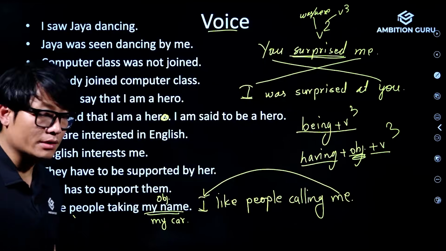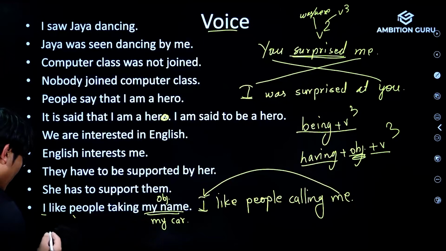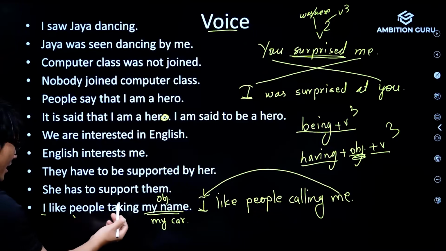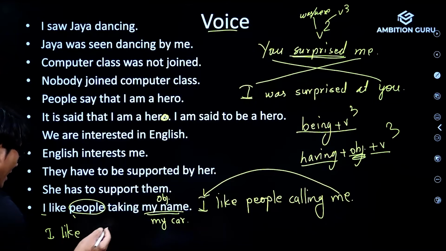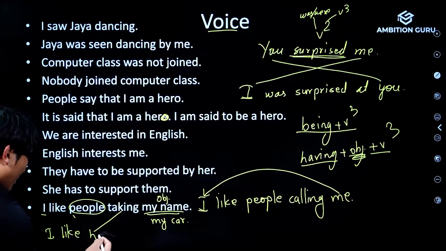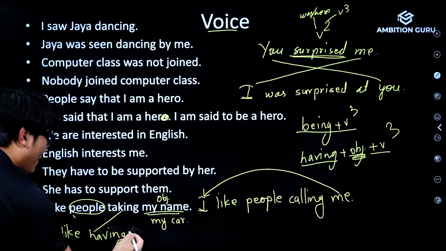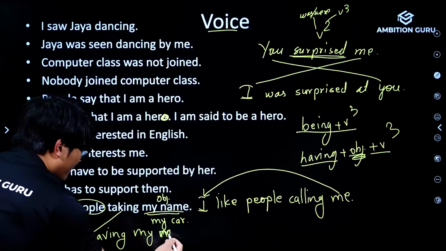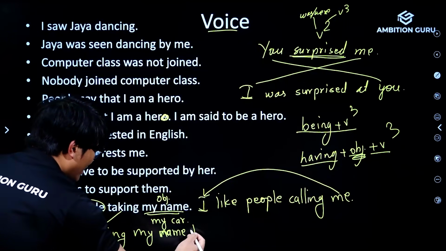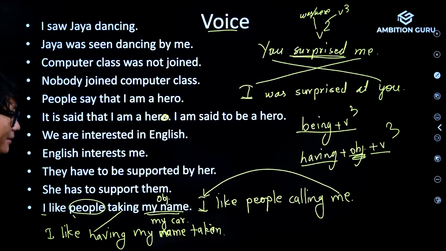Okay, absolutely, you need to go like this. I like people taking my name. So here, like this: I like people taking my car. So the answer should be I like. Now we are going to remove this people, and taking should be changed into having. Why having? Because there is an object. So I like having my name, or my car, taken.